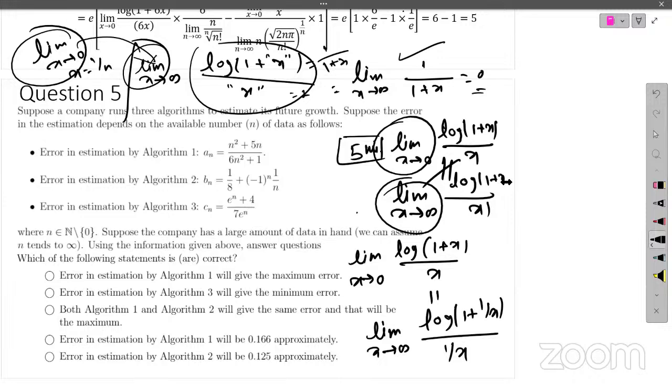Okay. Now here it will be 1. I thought in that way. Okay.